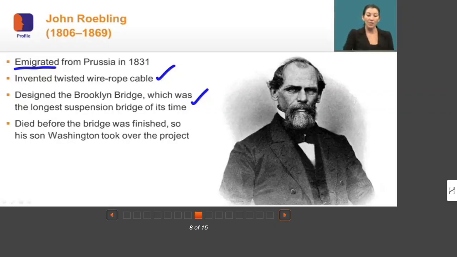Now, his son Washington took over the project, but like his father, he was injured on the job. He became permanently paralyzed as a result of the bends, which is an illness that occurs when you're working deep underwater. Now, it's important to recognize all of the contributions that John Roebling made to the building of suspension bridges.